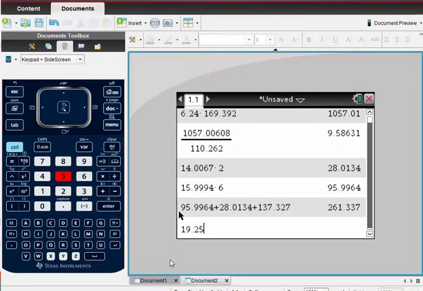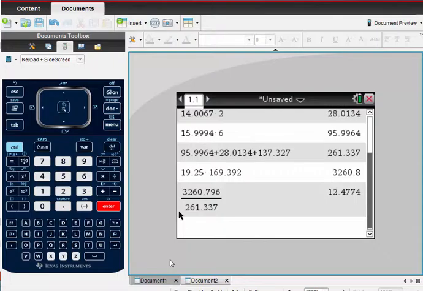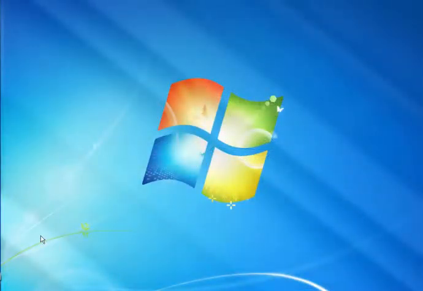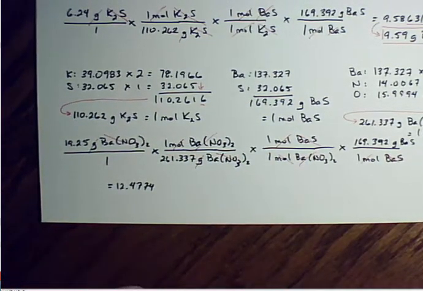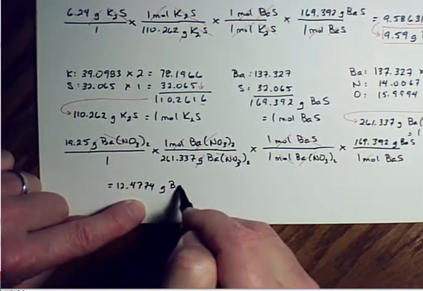So 19.25 times 169.392, hit enter, and then divided by 261.337, and hit enter again. So we've got 12.4774 grams of barium sulfide.